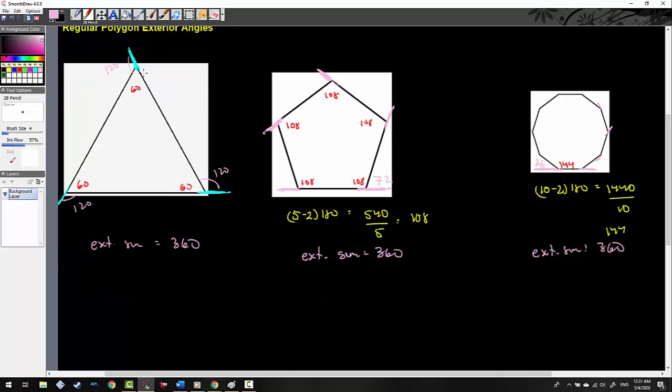So what I'm trying to get you to understand here is that the sum of the exterior angles of a regular polygon will always equal the same number and will always be 360.